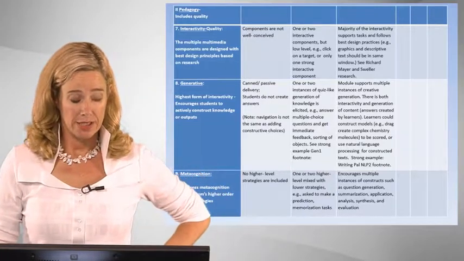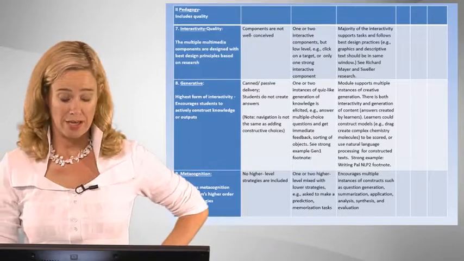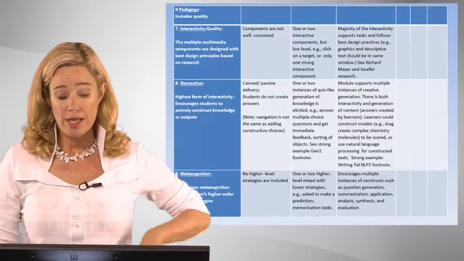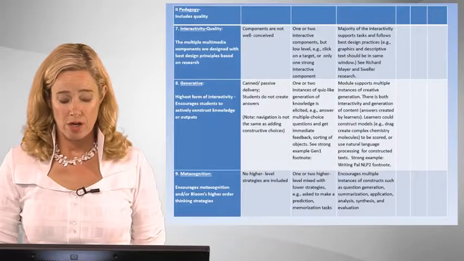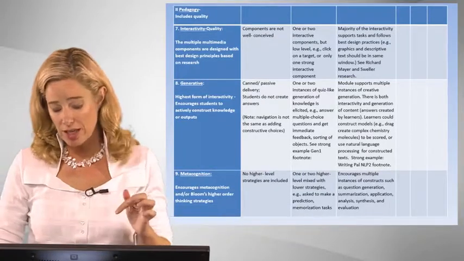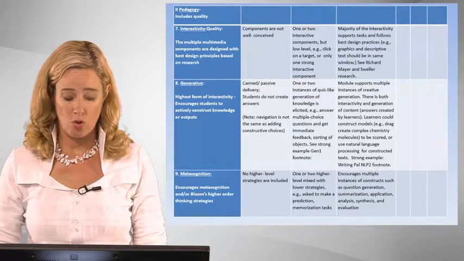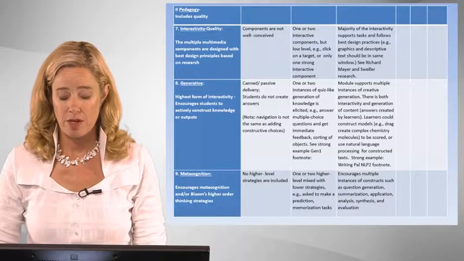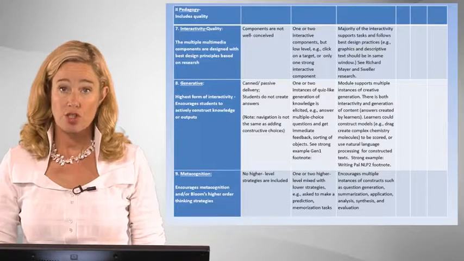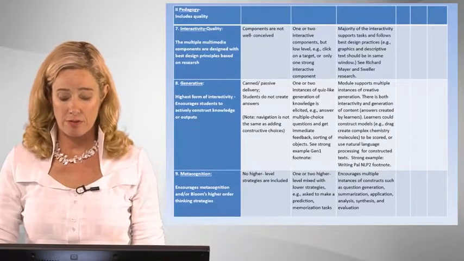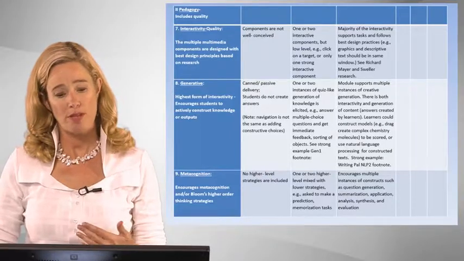9, metacognition. Does it encourage metacognition or Bloom's higher order thinking skills, strategies? The module would get a 1 if only 1 or 2 higher level strategies were in there, or there was 1 higher and 1 lower level strategy. For example, prompting for a prediction in the middle of the learning, or if it had some memorization tasks. The module would get a 2 if it encourages multiple instances of constructs such as question generation, that's very metacognitive, summarization, application, synthesis, are they being asked to evaluate something?